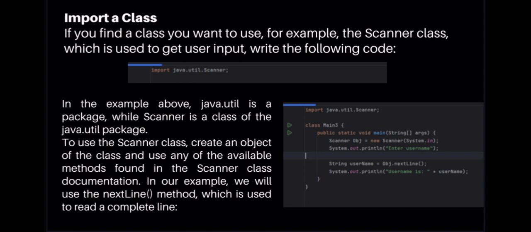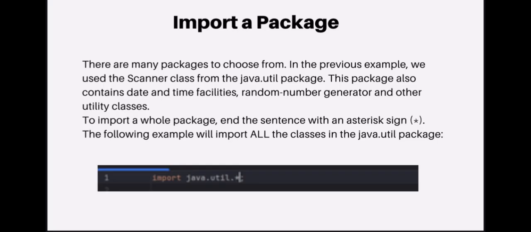To import a package, there are many packages to choose from. In the previous example, we used the Scanner class from the java.util package. This package also contains date and time facilities, a random number generator, and other utility classes. To import a whole package, as we said, we use the asterisk sign. In the following example, we'll import all the classes from the java.util package.